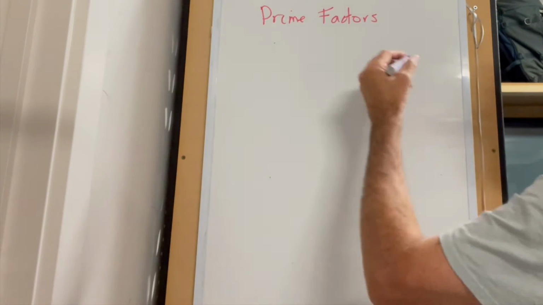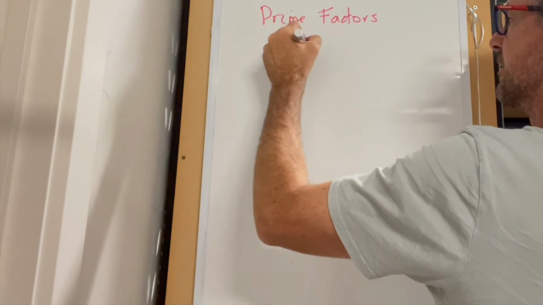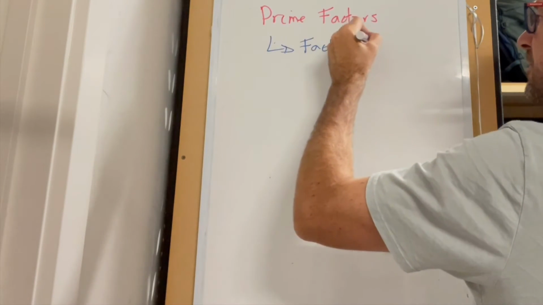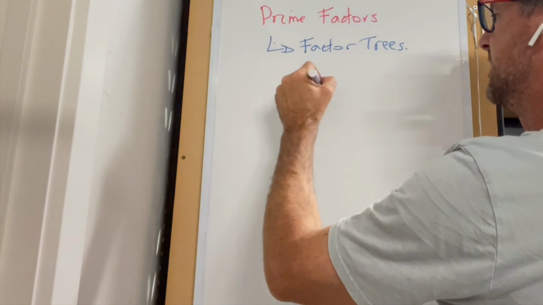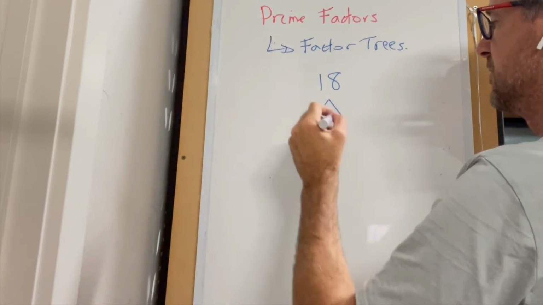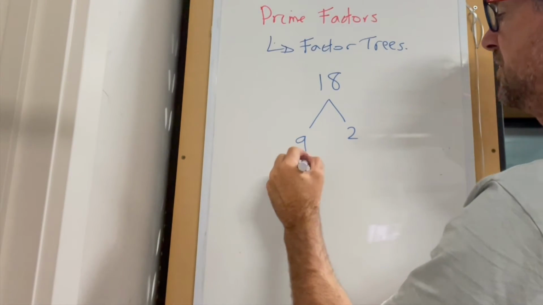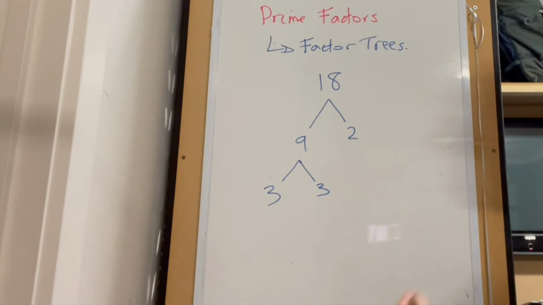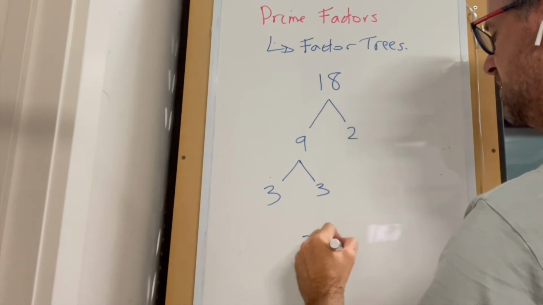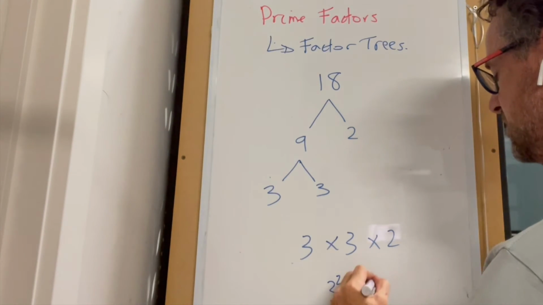Okay, so these are called prime factor trees, and we can do those with loads of numbers. If you look at a number like 18, we can choose factors of 2 and 9. 2 is already prime, and we can split 9 up into 3 and 3, and then both of those are prime. So 18 is the result of 3 by 3 by 2, or in fact 3 squared times 2.